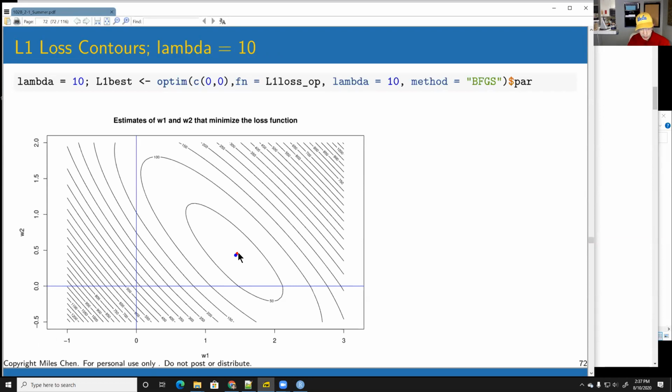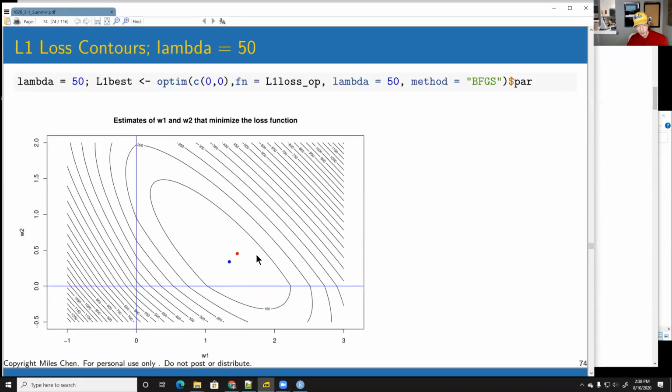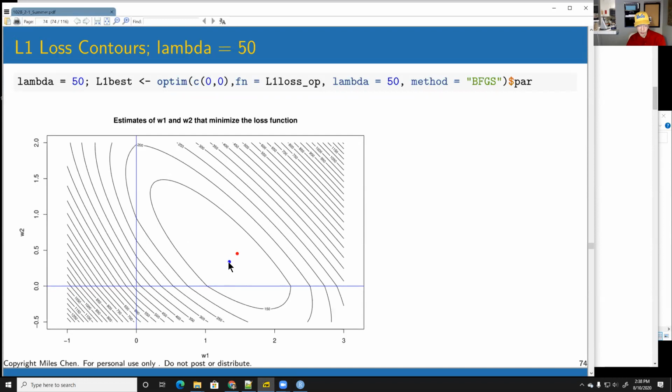So let me just show you what is happening. This represents the contours of the loss function, and the red is the coordinates of the slope parameters W1 and W2 that minimize the OLS. When I set lambda equal to 10, the W1 and W2 that minimize the loss function are offset a little bit. As I increase lambda to 30, the offset gets a little bit bigger, and at lambda 50, as lambda gets bigger, the best fitting set of W1 and W2 parameters gets moved down and down and down.